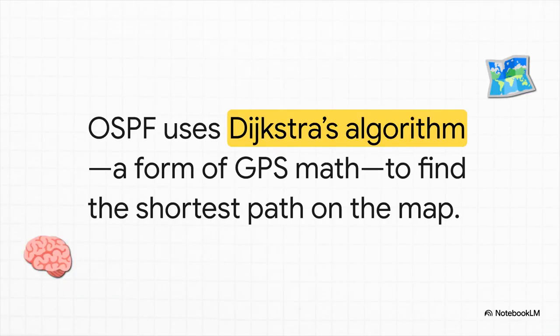Right, so you have the map. But how do you find the quickest route from point A to point B? Well, that's where some pretty clever math comes in. OSPF uses something called Dijkstra's algorithm. Now, you don't need to know the complex math behind it. Just think of it as the computational engine inside your GPS that instantly calculates the best route based on the map it's looking at.